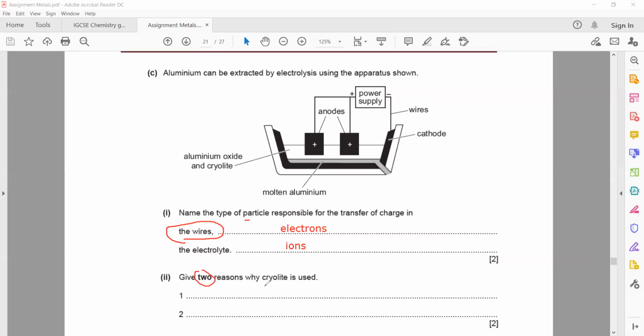Give two reasons why cryolite is used. Why do we use cryolite with aluminium oxide dissolved in it? What's the purpose of the cryolite here? It increases the conduction, reduce the melting point. Reduce the melting point, that's one thing. So, yeah, it concentrates the ore, greater percentage or amount of aluminium. Increase conduction as a solvent, lower the melting point, increase the concentration of aluminium in the ore. You can mention that.